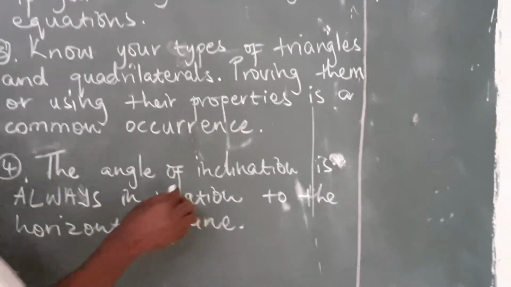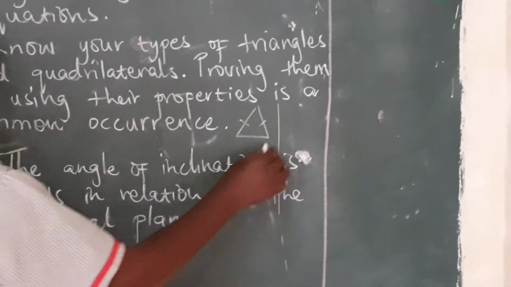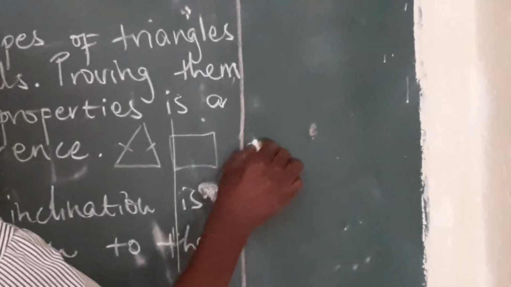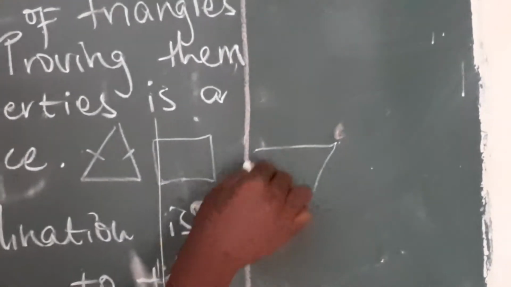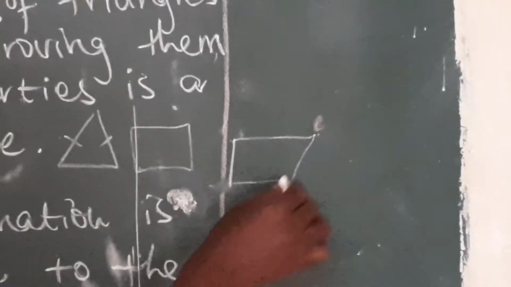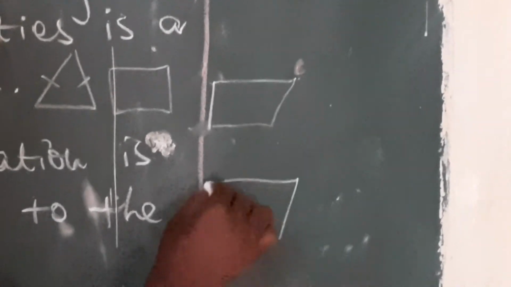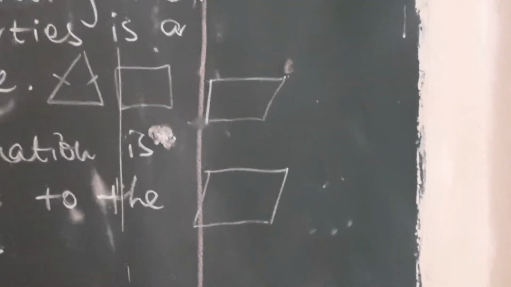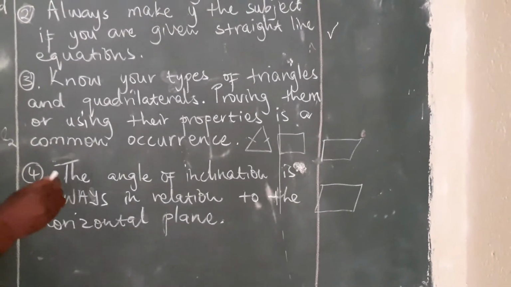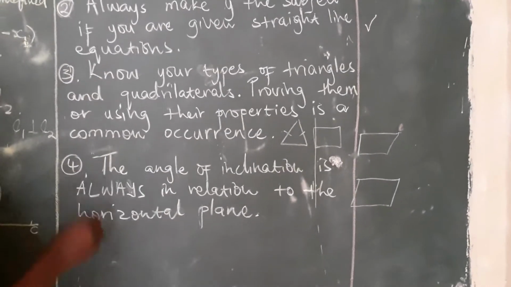That means you need to know, if you have an isosceles triangle, what are the properties of a square, what are the properties of a trapezium, what are the properties of a rhombus, or what are the properties of a parallelogram, because those are the properties that will be questioned all the time.